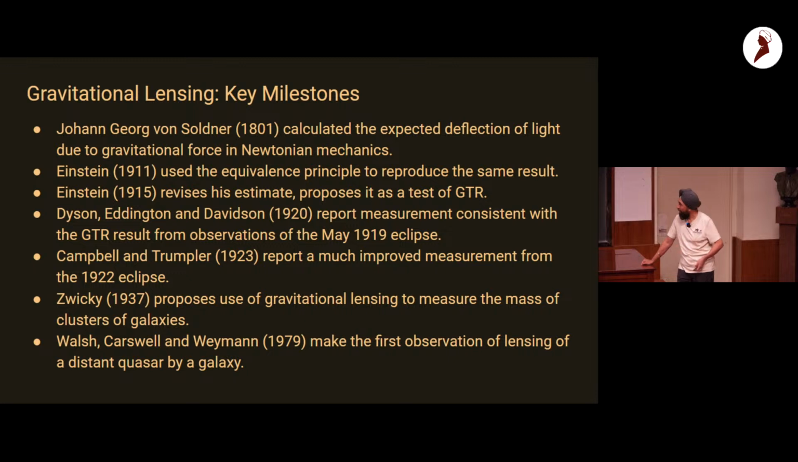In 1915, Einstein revised his estimate after getting the full general theory of relativity and found that his answer now was twice of what he had estimated earlier. He published it, but because the World War had started, most people outside of the Axis nations were not aware of what he had done because they did not have access to his papers.